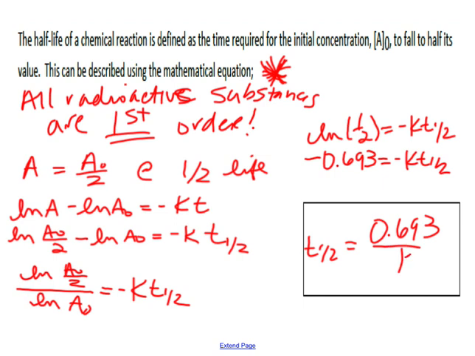0.693 over k. This is one that you're going to use over and over and over again. The good news is it is on the AP sheet. You don't need to memorize it, but you need to know its existence, and you need to know it's a first order. On the AP sheet, it just says 0.693 over k. It doesn't say, oh, this is a first order half-life. You have to know that this is for first order.